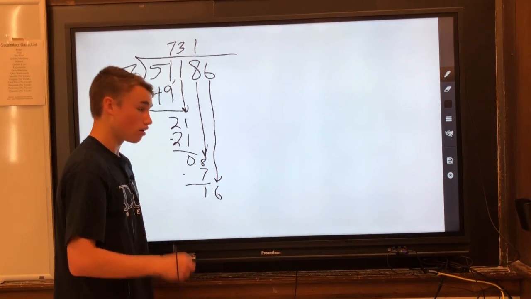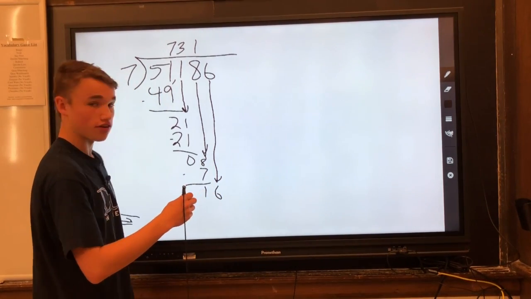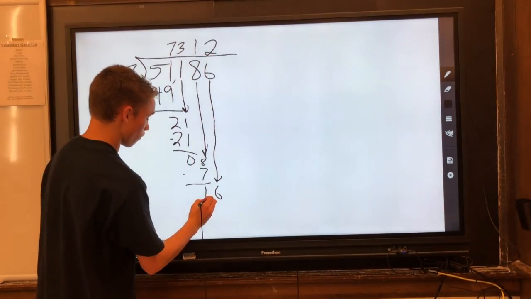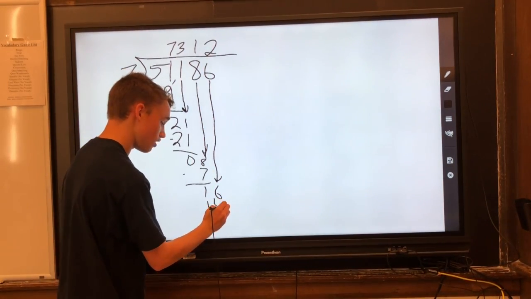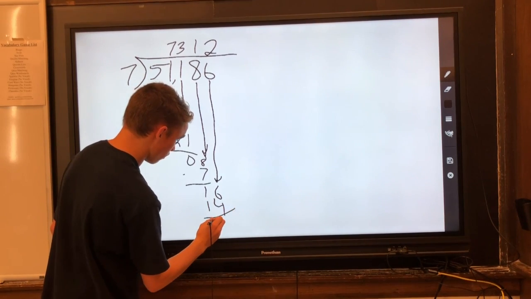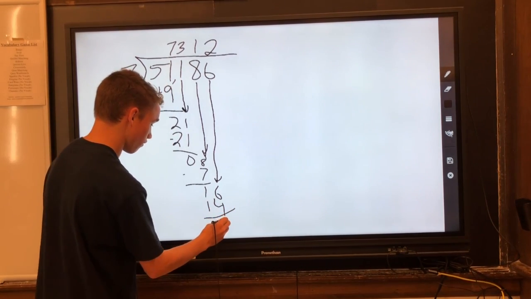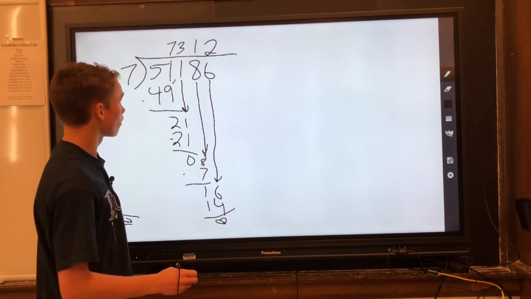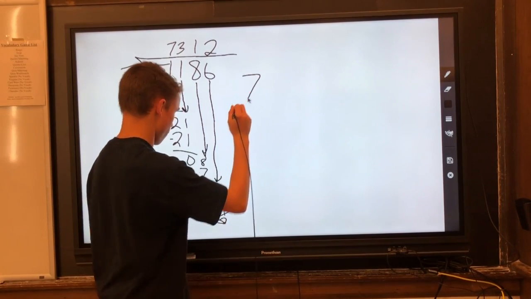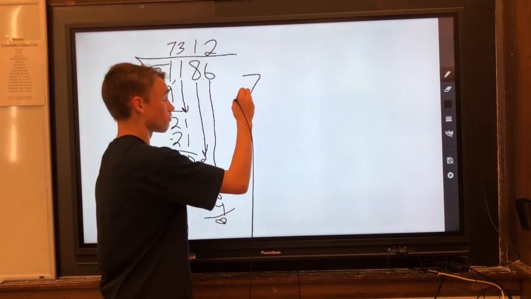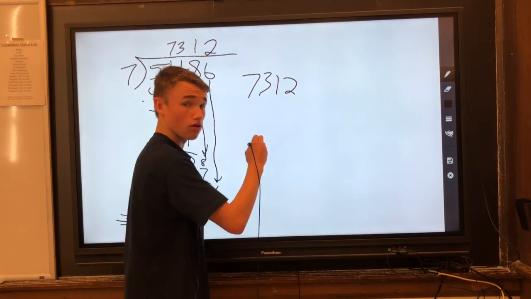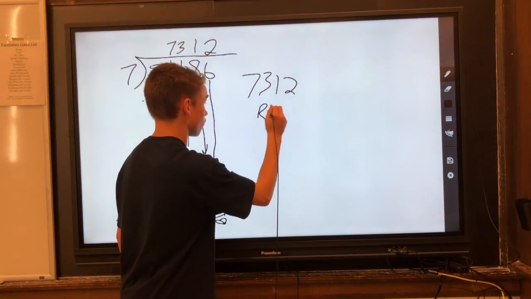And you have 7, how many times does 7 go into 16? Goes in twice. So 7 times 2 is equal to 14, subtract, and you get 2. So your answer for this is 7,312. Remainder is equal to 2.